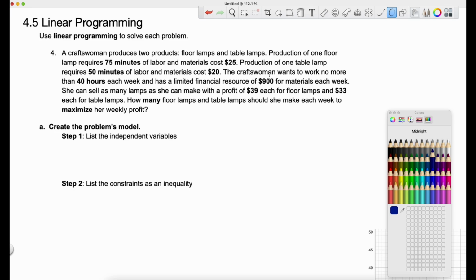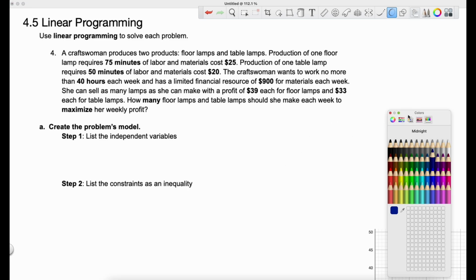The craftswoman wants to work no more than 40 hours each week and has a limited financial resource of $900 for materials. She can sell as many lamps as she can make, with a profit of $39 each for floor lamps and $33 for table lamps. How many floor lamps and table lamps should she make each week to maximize her weekly profit?